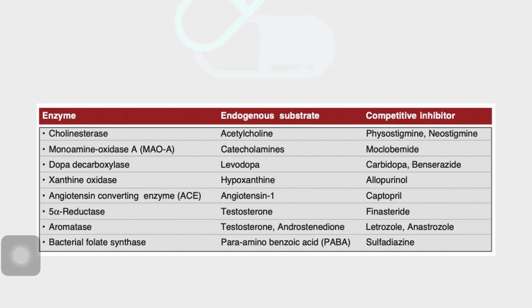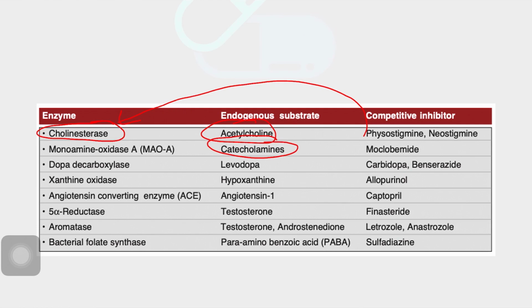These are some of the examples. For example, the endogenous substrate is acetylcholine, which is metabolized by the enzyme cholinesterase. So the drugs physostigmine and neostigmine interfere with the function of this cholinesterase, or inhibit this cholinesterase.